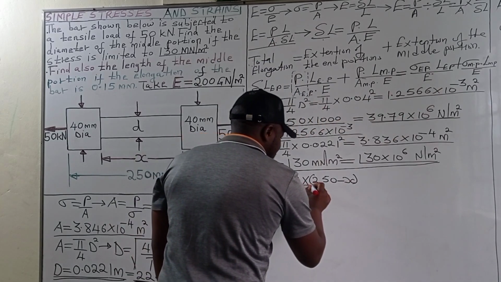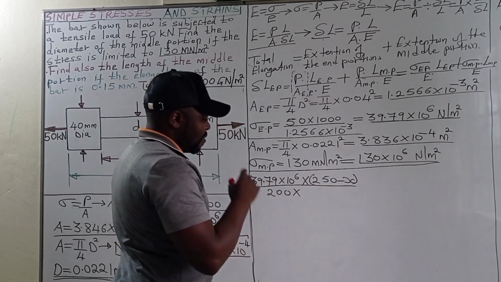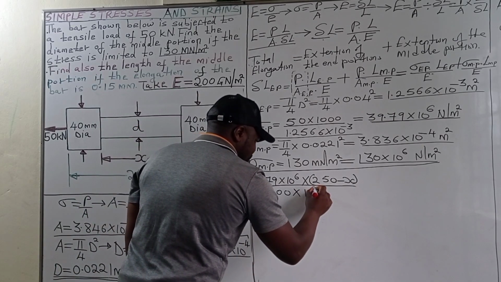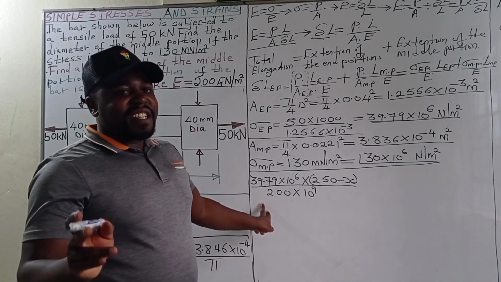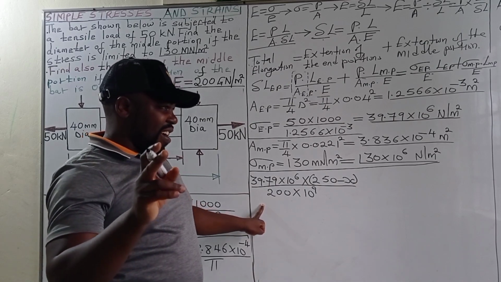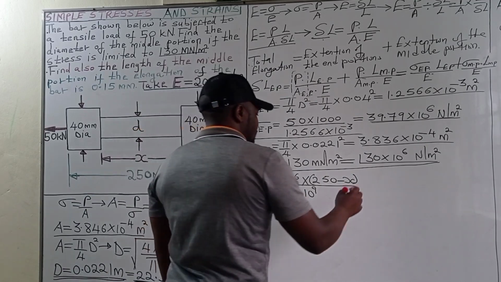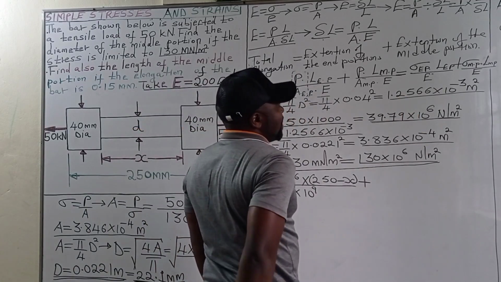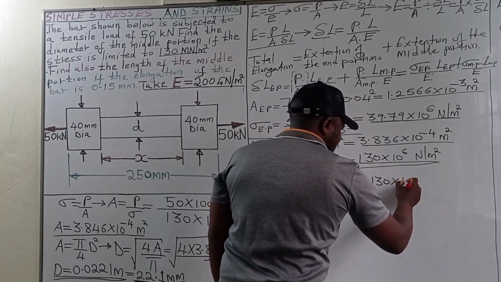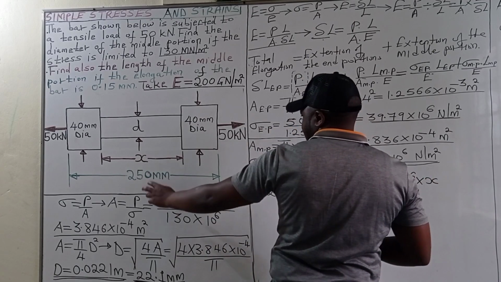Then we divide this by the Young's modulus of elasticity of the bar, 200 giganewtons per square meter. We convert that to newtons per square meter by multiplying by 10 raised to power 9. Remember, 1 giganewton is equivalent to 1 billion. A billion has 9 zeros. So 10 raised to the power of 9. Plus the stress in the middle portion is 130 times 10 raised to the power of 6 times the length of the middle portion, that is x.